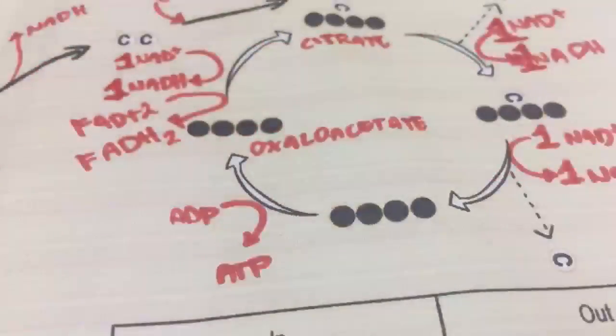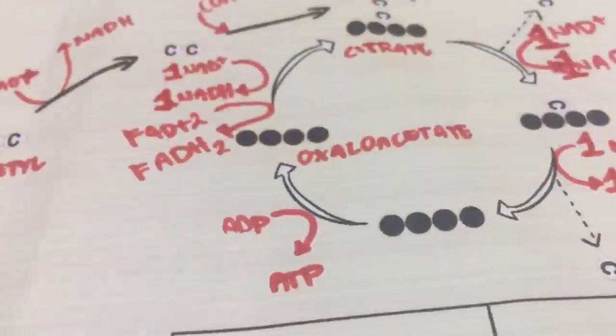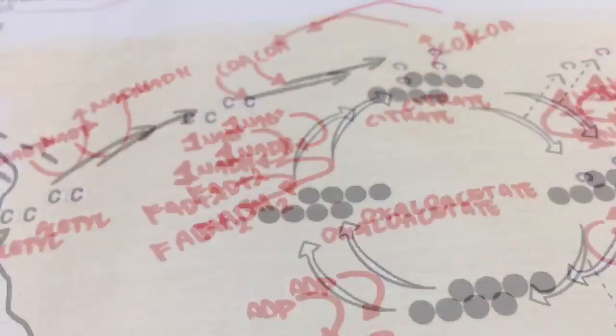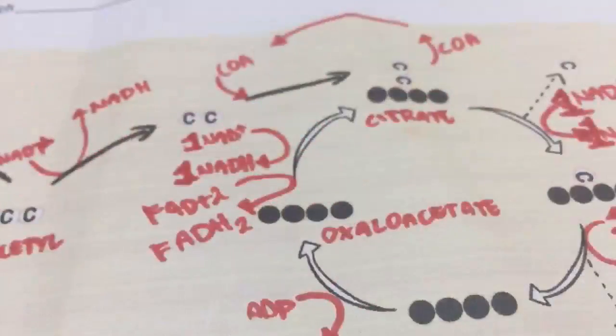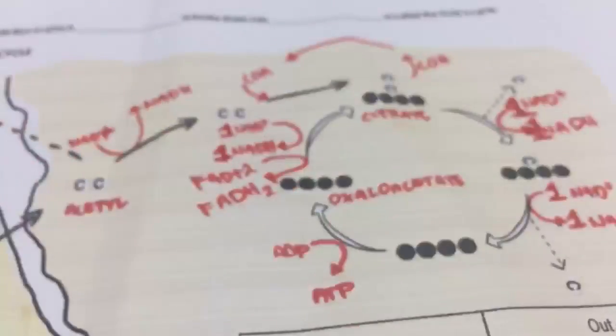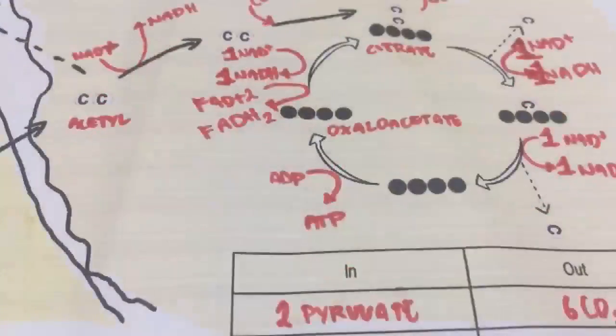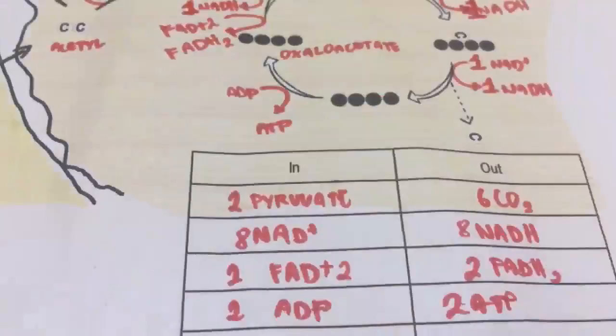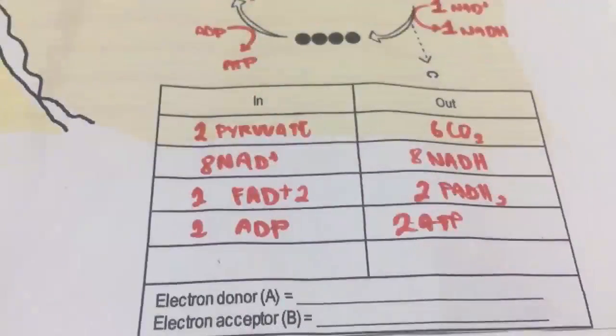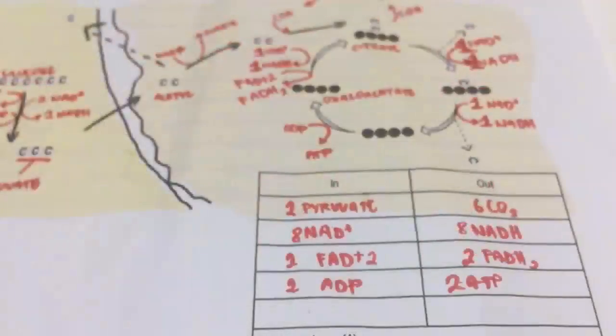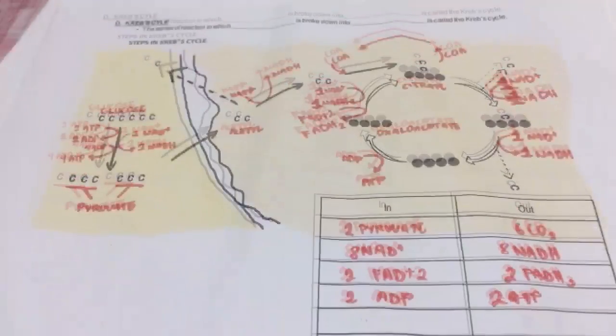Overall, one turn of the citric acid cycle releases 2 carbon dioxide molecules and produces 3 NADH, 1 FADH2, and 1 ATP or GTP. The citric acid cycle goes around twice for each molecule of glucose that enters cellular respiration because there are 2 pyruvates and thus 2 acetyl CoAs made per glucose.